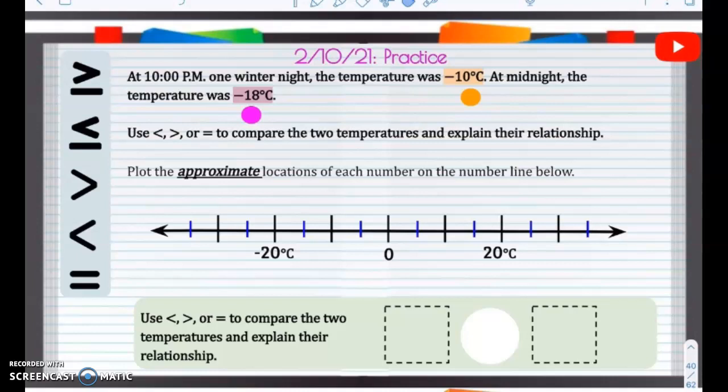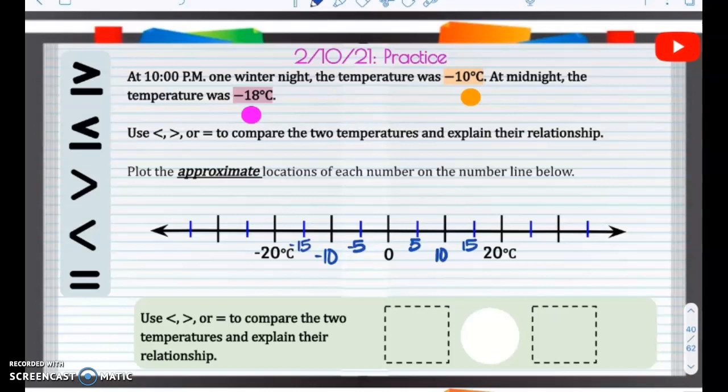So we're going to first of all plot the approximate, or the about, locations of each number on the number line below. So when we take a look here, negative 18, so let's see, with our number lines, we have 0, in between 0 and 20, we're going to have 10, and then negative 10. In between 10, we're going to have 0, 5, 10, 15. So we're going up by 5s, and we're going down by 5s.